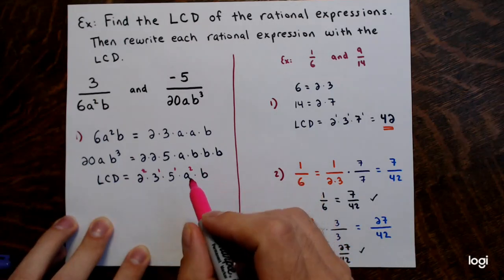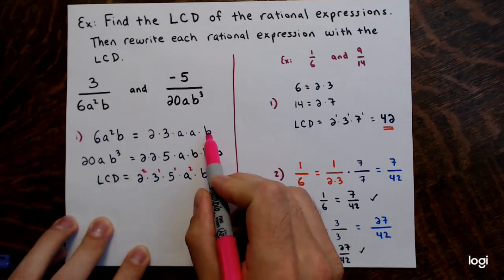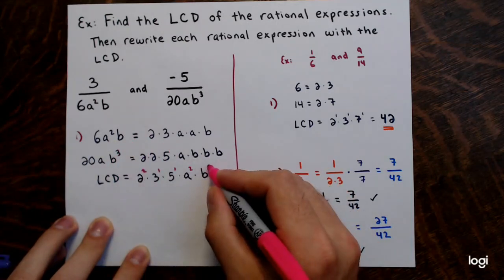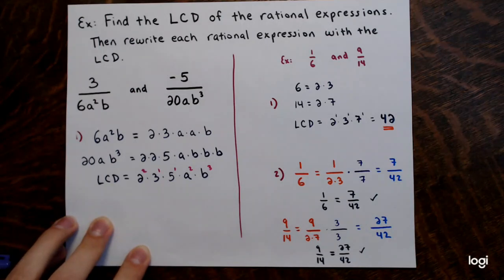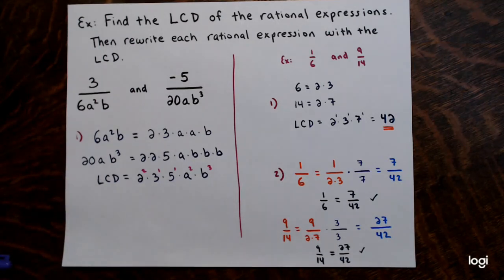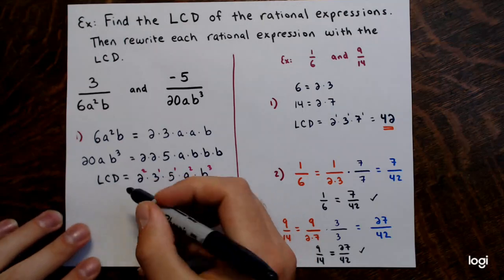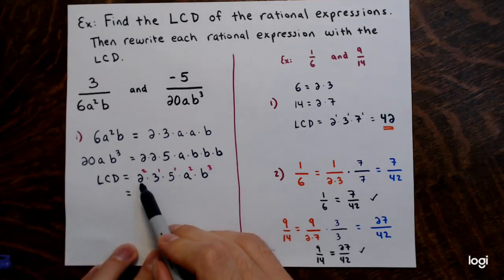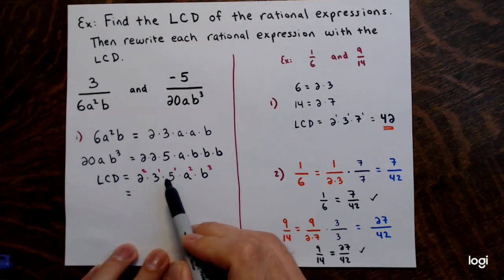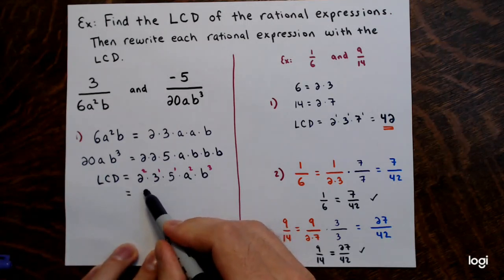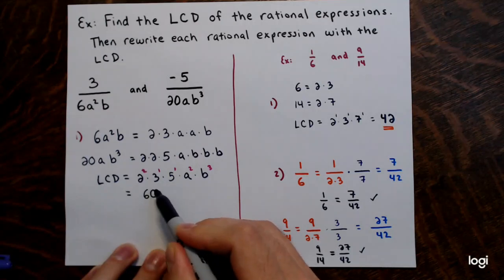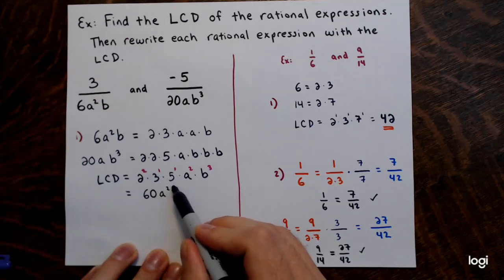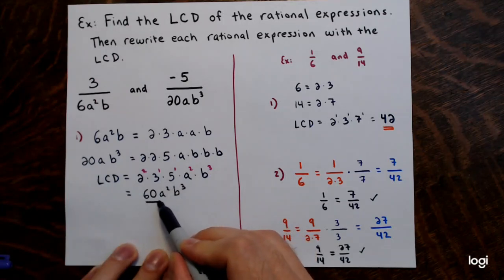And b appears 3 times in this one, once in this one. Again, you can look back here at the powers. 3 is bigger than 1. So 3 is the power on b in the LCD. Alright, so the least common denominator is 2 times 2 is 4, times 3 is 12, and then 12 times 5 would be 60. So 60, and then you have a squared b cubed. There's the LCD.